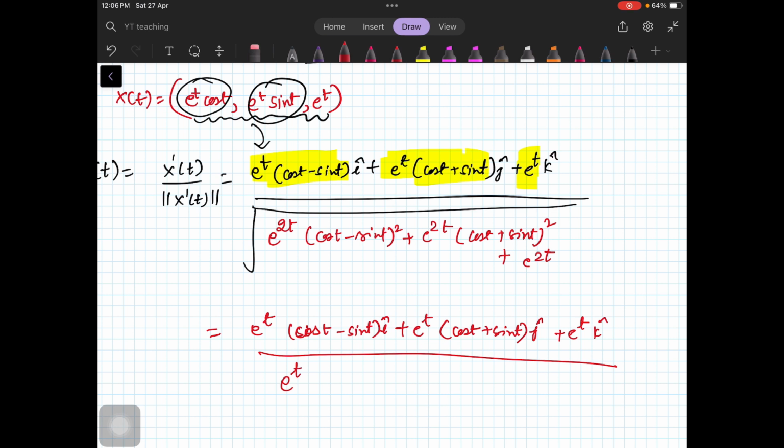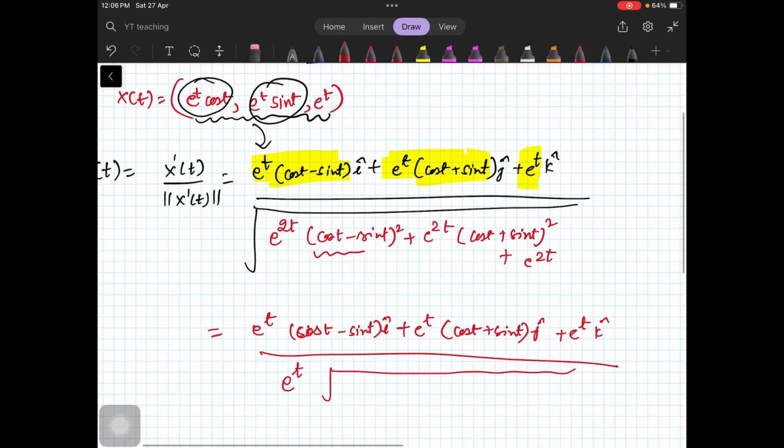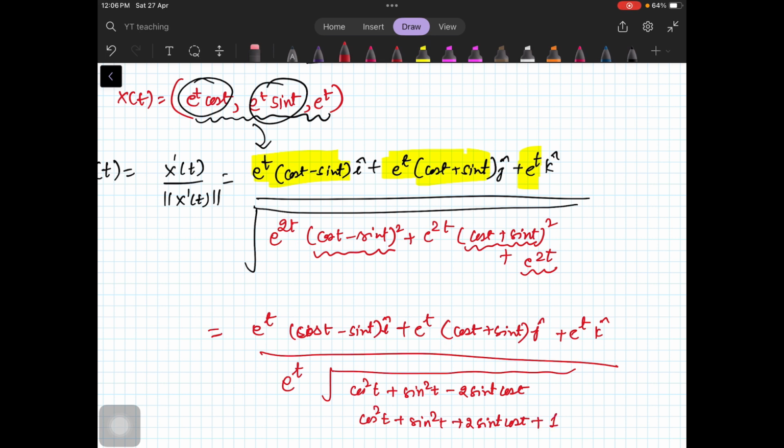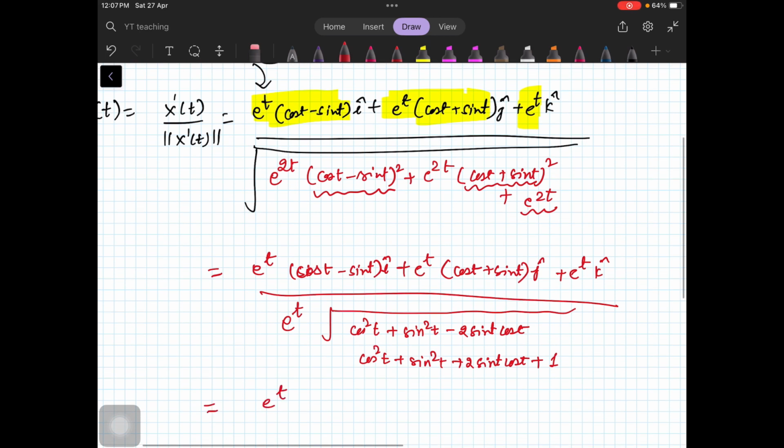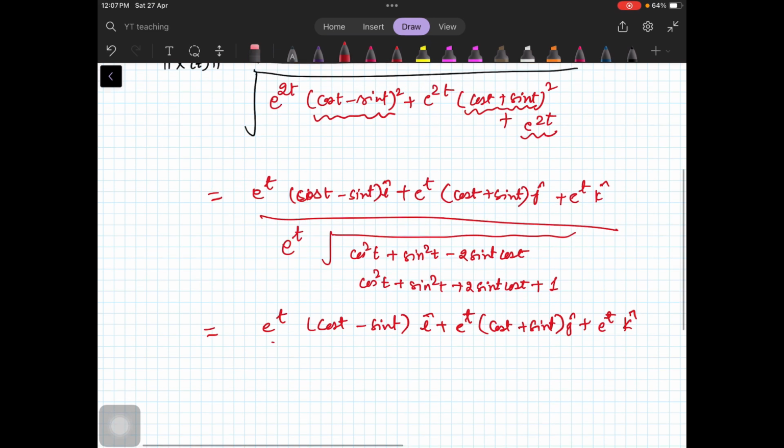It will come out of the square root sign like this, e raised to power t. And inside you have (cos t minus sin t) whole squared, that is cos square t plus sin square t minus 2 sin t cos t. And here you have (cos t plus sin t) whole squared, so that would be cos square t plus sin square t plus 2 sin t cos t. And in the last term, you will be left with 1 because e raised to power 2t has gone out. So this is e raised to power t (cos t minus sin t) i cap plus e raised to power t (cos t plus sin t) j cap plus e raised to power t k cap. And in the denominator, the cross terms cancel, this is 1, and this is 1. So you have root 3 e raised to power t.